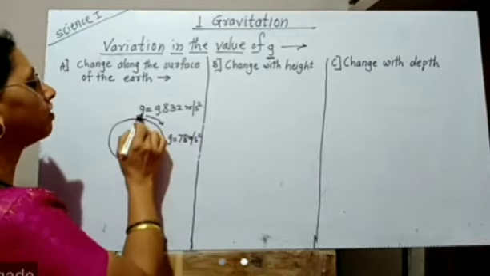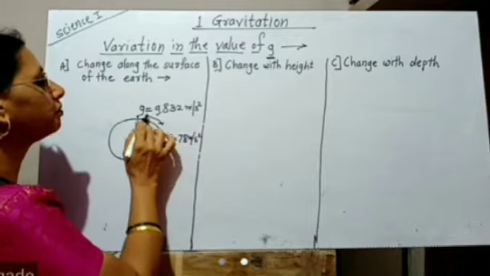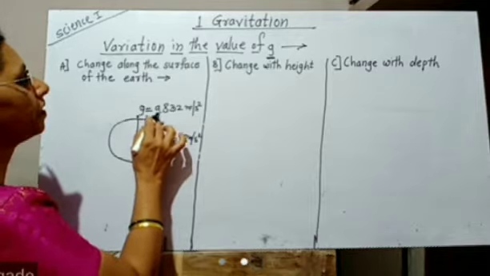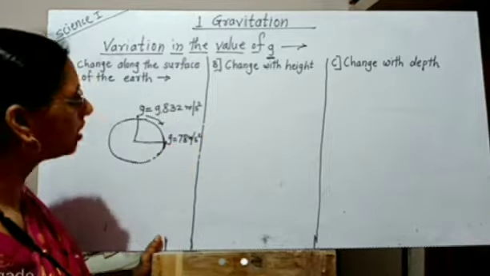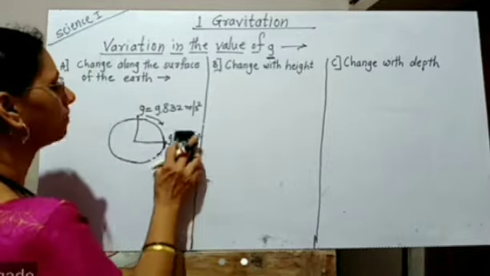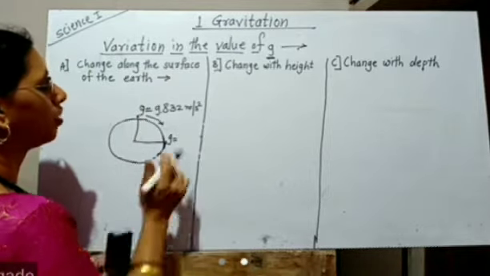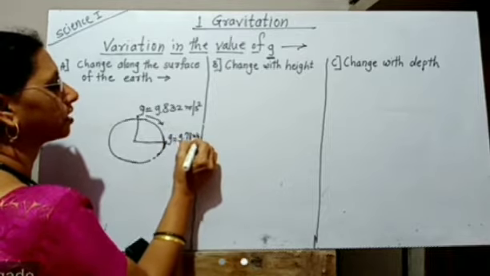This means that the value of G changes from 9.832 to 9.78 meter per second square.